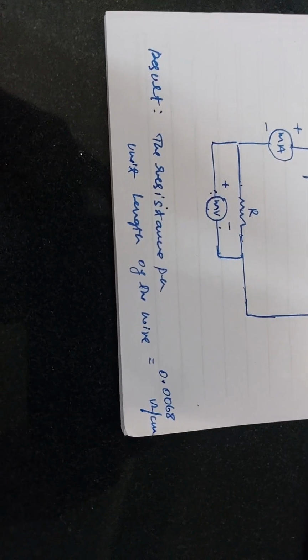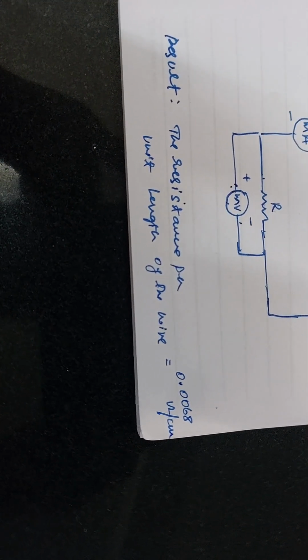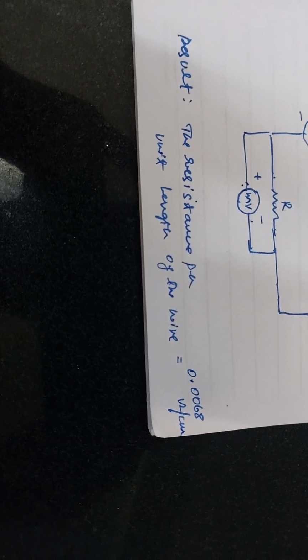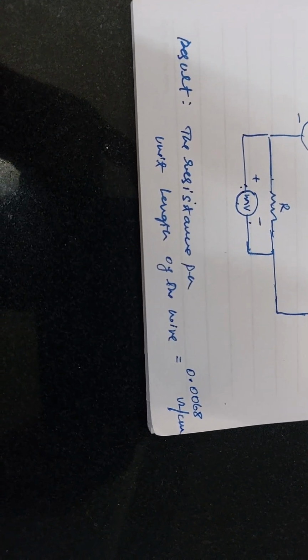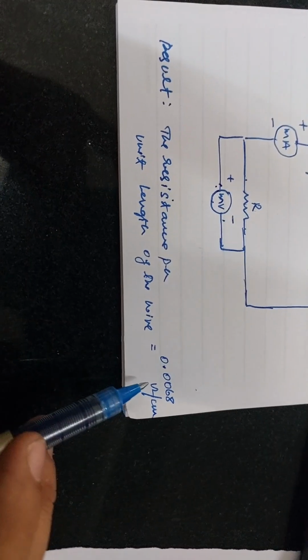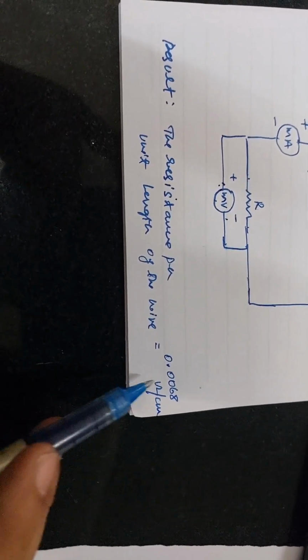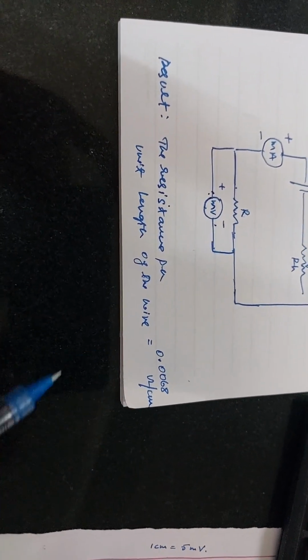I have written the result also. This carries 2 marks if you write the result along with the units. So the result of the experiment is: the resistance per unit length of the wire is 0.0068 ohms per centimeter. I had got the resistance as 0.34, divided by 50, which gives 0.0068.